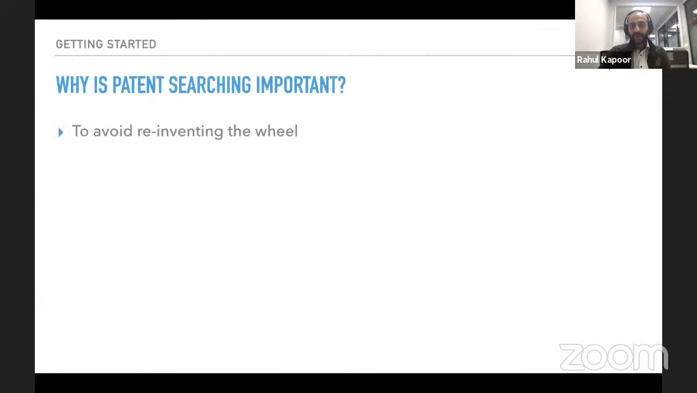So, okay, why is patent search important? I mean, actually, it's very simple why it's very important. But the thing is that in my experience, I have seen that most people don't get it.